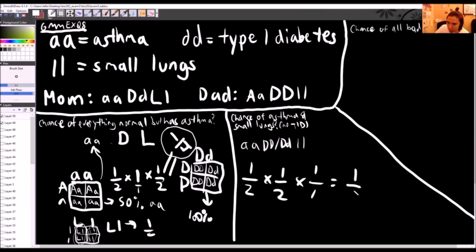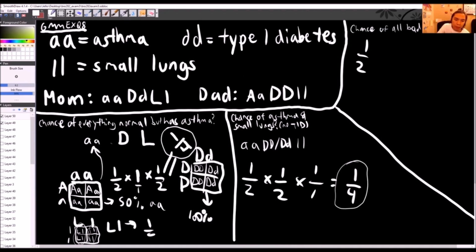That would be 1/4 as well. Cool. Okay, chance of all the bad things. So you have asthma, you have type 1 diabetes, and cherry on top, you have small lungs. Oh man. So chance of all the bad things. Okay, asthma, you already know that's 1/2.